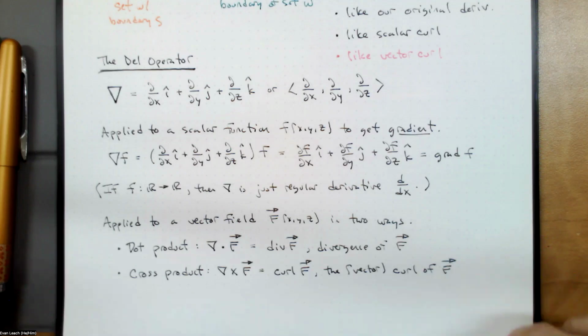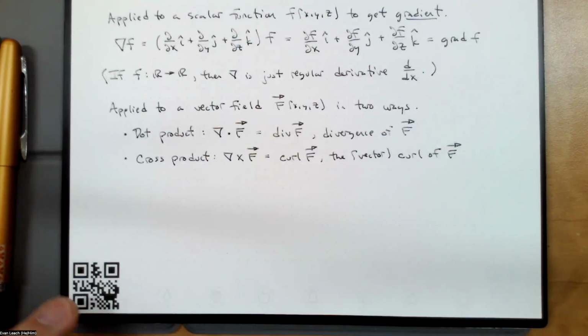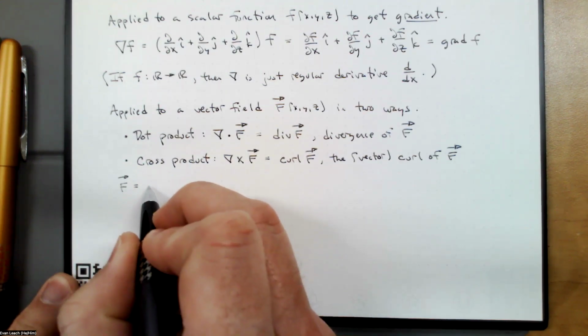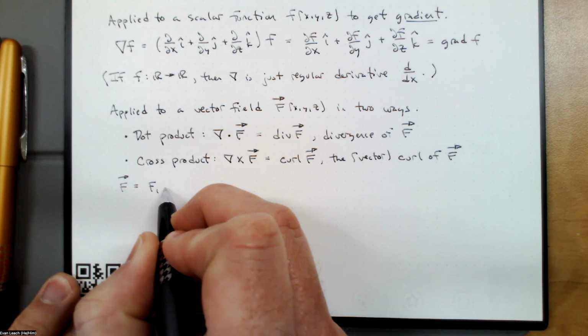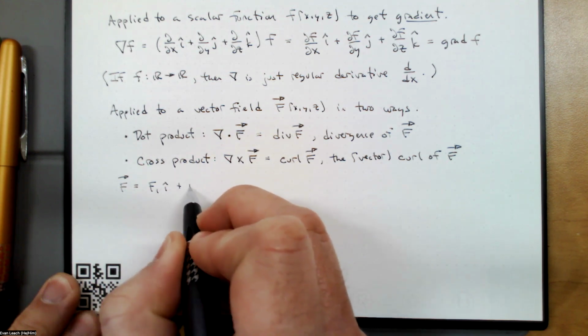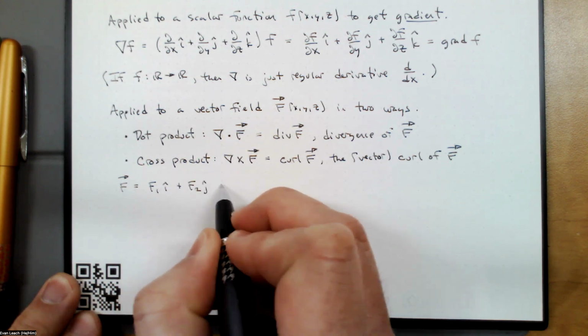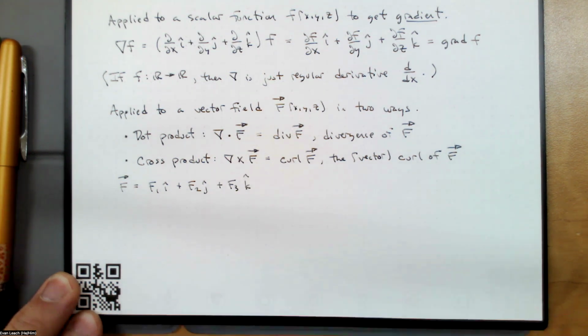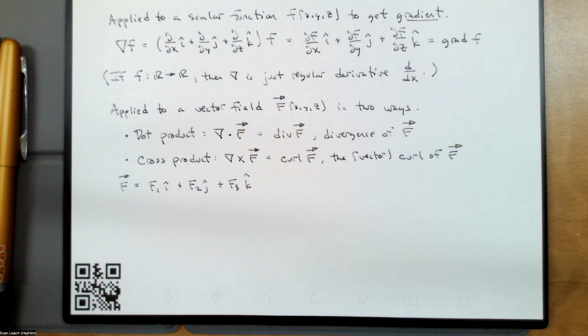You've got to remember that when we're multiplying, we're not multiplying partial with respect to x. We're performing the operation partial with respect to x. So if we have a vector field that has these three components, F1 in the i direction, F2 in the j direction, and F3 in the k direction. Notice that F1, F2, and F3 are all scalar functions. They are the components of the vector field F.